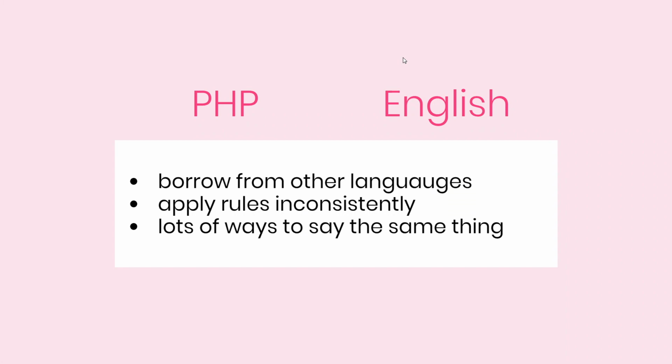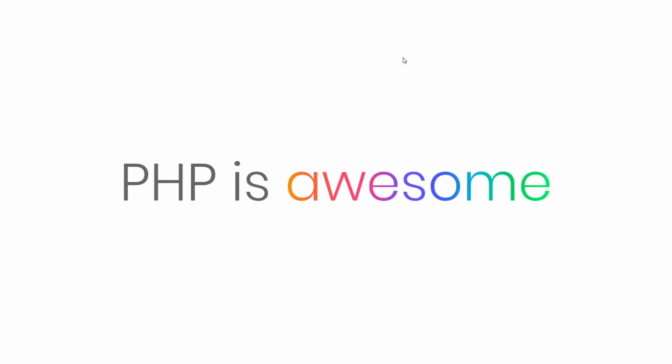The other thing with PHP is that as it's borrowed these things, it's applied those rules very inconsistently. And so we'll see later when we're looking at some of the array functions that some take the array as the first parameter, some take it as the last parameter, some mutate the array, some don't. You kind of just have to learn that. Same way that you have to learn weird things in English like the plural of goose or moose. And then lastly, PHP has a lot of ways to say the same thing. You can solve the same problem in many different ways. Same with English, right? And this last bullet point, I think, is what makes PHP a fun language.